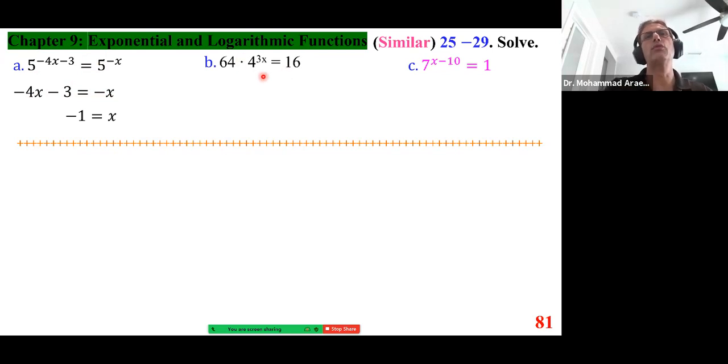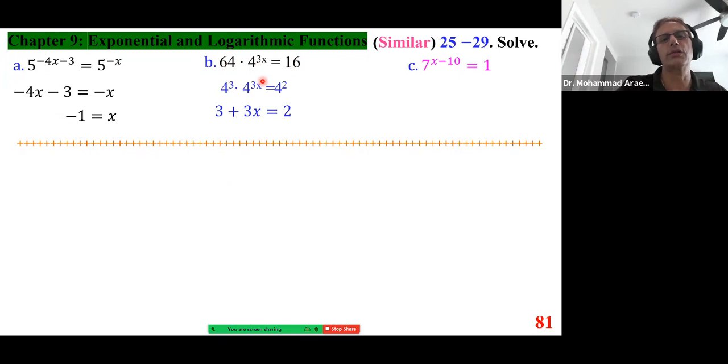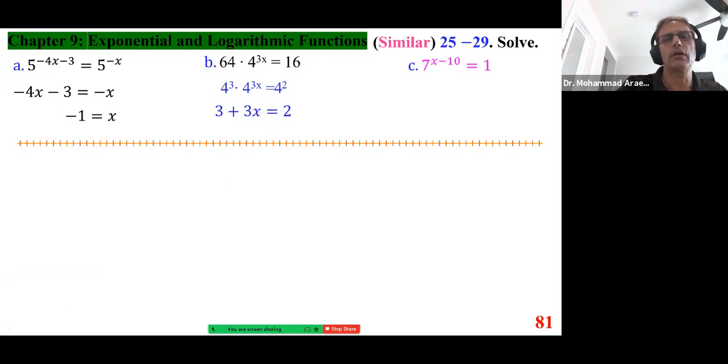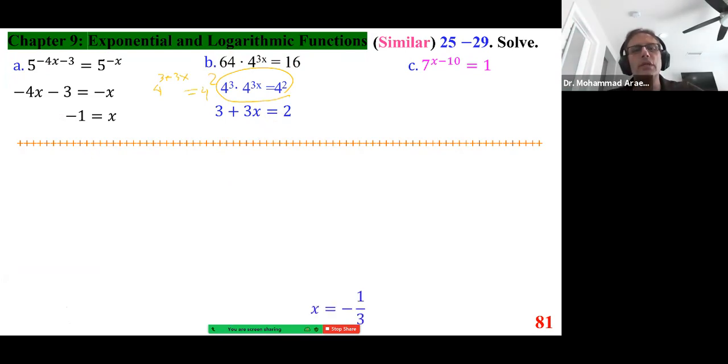They have the same base, they must have the same exponent. In this case, they don't seem to have the same base, but we can change this such that everything has a base of 4. This is 4 cubed, this is 4 squared. Therefore, the left side is 4 to the power of 3 plus 3x. And therefore, 3 plus 3x equals 2. In other words, if you want, I can write this step for you. This is the same as 4 to the power of 3 plus 3x equals 4 squared. And you can move the 3 and divide, and you get x equals negative 1/3. I hope everybody is okay with that.